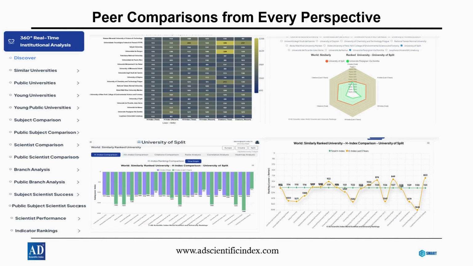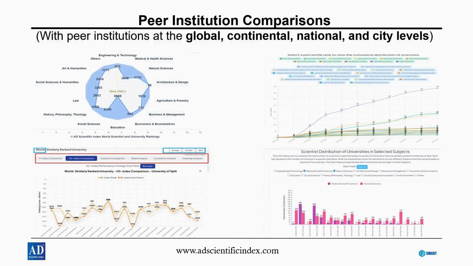Using detailed visual tools such as radar charts, percentile distribution graphs, and subject-based scientist comparisons, institutions can clearly see how they perform across multiple academic fields.